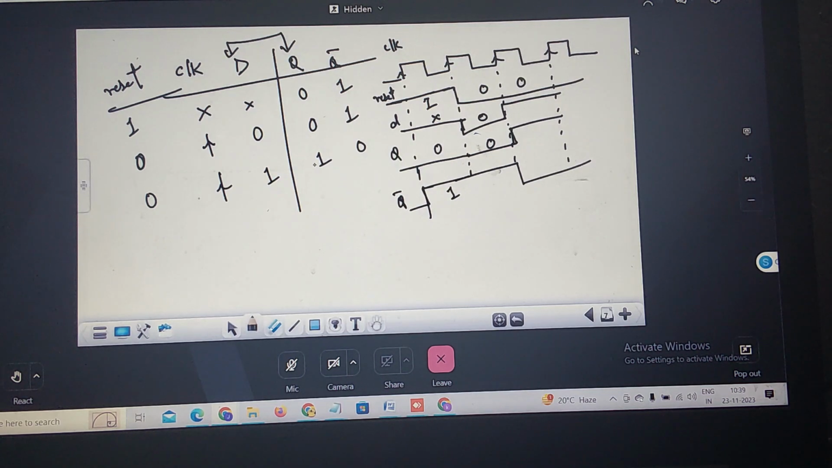So this behavior you need to model using the behavioral model with conditional statements. Can you write a program for this? Write a program for this.